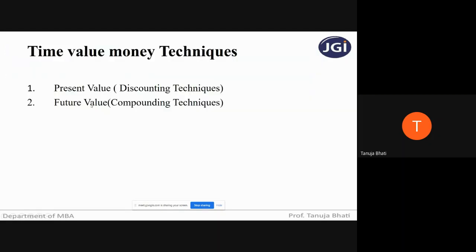So we know that in time value of money techniques, there are two techniques, discounting technique and compounding technique. You will use compounding technique when we have to find the future value, and we use discounting technique when we have to find out the present value. So in our last class, we had seen certain formulas to calculate the future value, where the present value will be given and we are required to calculate the future value.